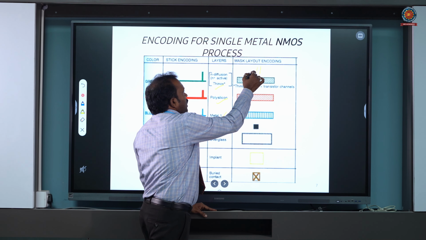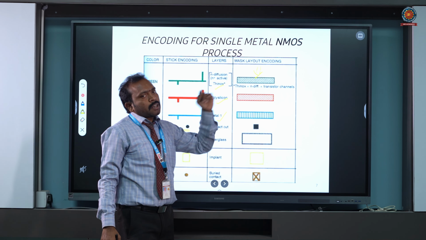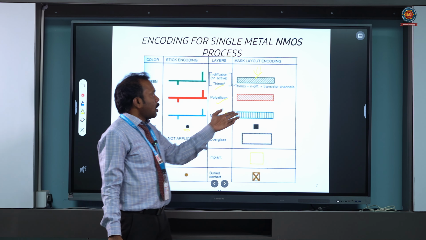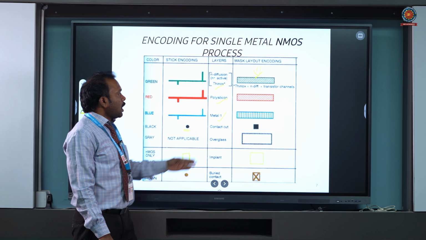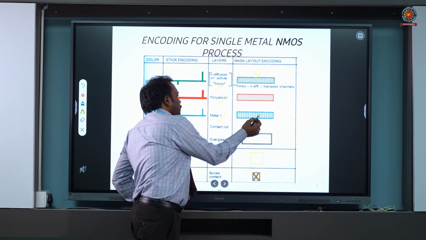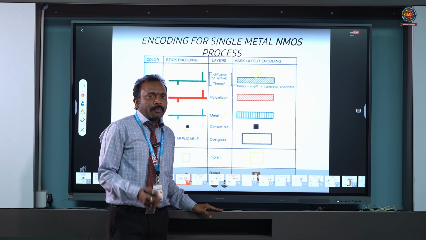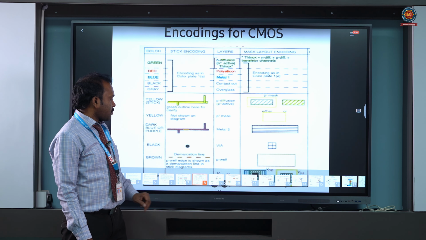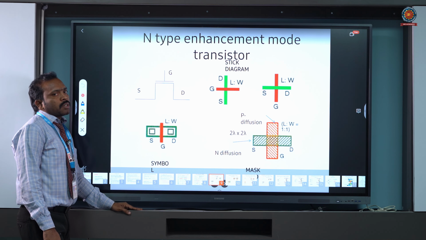And this is your layout encoding, where the same thing is represented in rectangular form. The left-hand slant represents the green color, the polysilicon with the right-hand slant is the red color, and the blue metal is shown with vertical lines. These represent your metal. And the overglass is used to form the P plus diffusion. Let us see now how the transistor is formed. Now let us go for the N type transistor. This is the N type enhancement mode transistor.